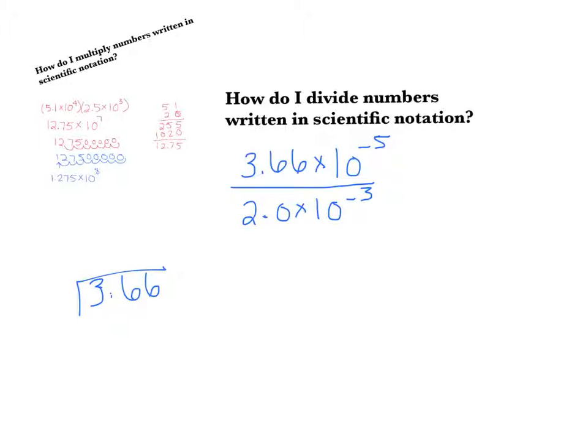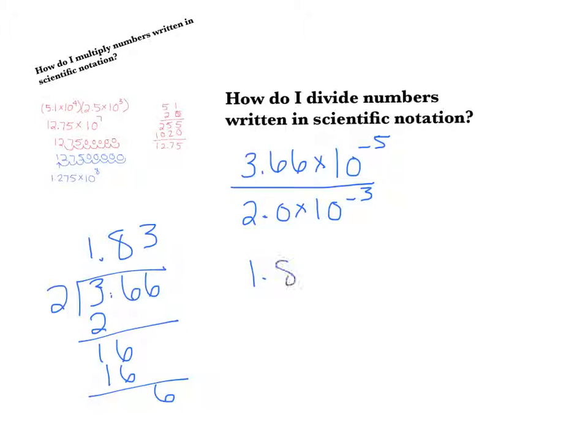3.66 divided by 2, well, let's see, 2 goes into 3 one time. And then we have 16, which goes in 8 times. And then we have 6, which goes in 3 times. So we get 1.83.